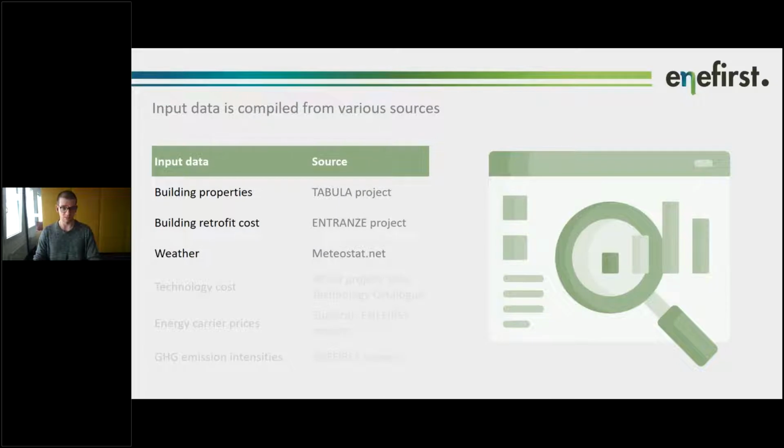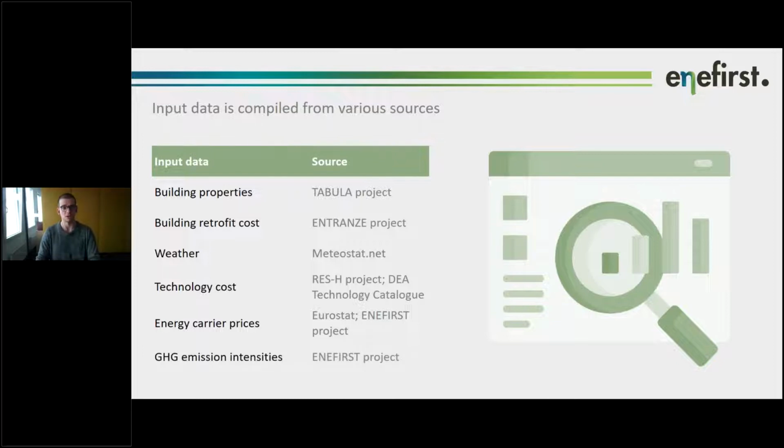Weather data, you've seen that in the previous slide. Technology cost is compiled from the ResHeat project and the Danish Energy Agency's technology catalog. Energy carrier prices are based on Eurostat and the ENEFIRST project, in which we have scenarios for the EU overall, which provides us an estimation of the cost of district heating and electricity and other energy carriers until 2050. Same goes for the emission intensities of electricity in the mid-run until 2050.